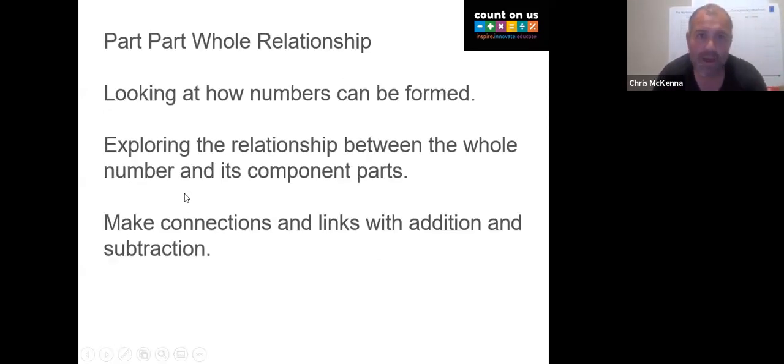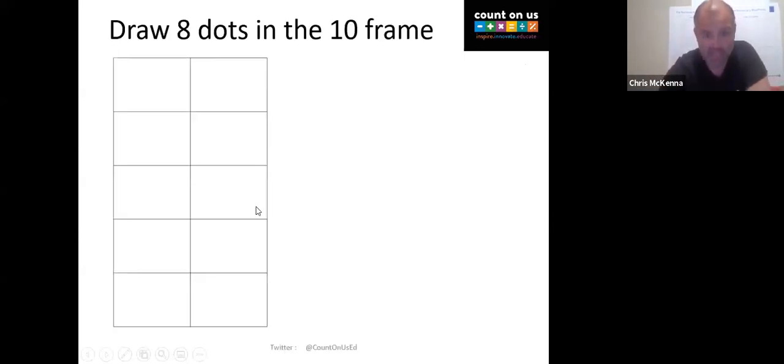Okay, so we're going to look at part-whole relationships. And again, that will become clear in a minute exactly what it is. Looking at how numbers can be formed, exploring the relationship between the whole number and its component parts, and it helps us make links and connections with addition and subtraction. So here we go. I might ask you to draw 8 dots in a 10 frame. You could draw 8 dots any way you like in the 10 frame, and I'm just going to show you most of the ways that pupils come up with.